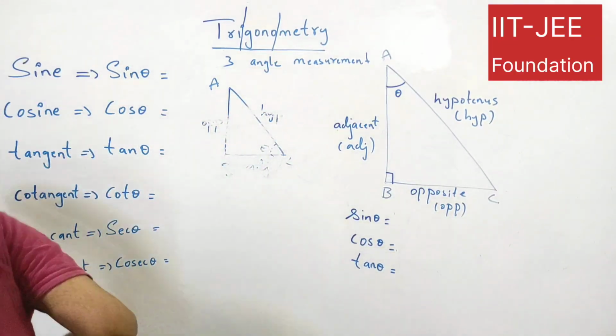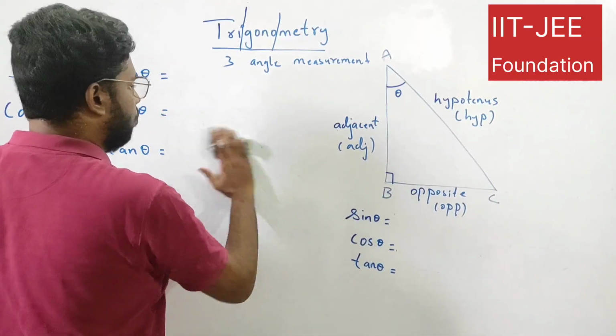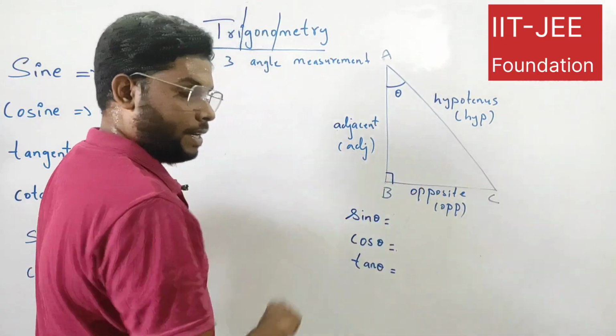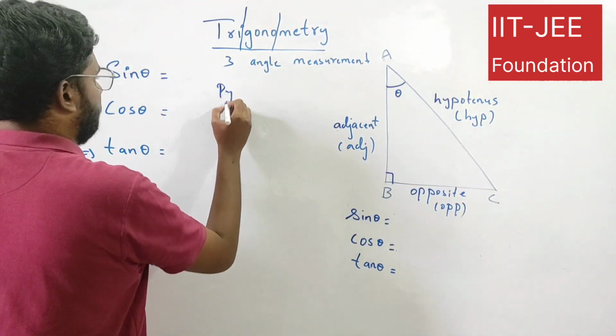Okay, now let us discuss something more about the right angle triangle. So this is what? This is the right angle triangle. So from the right angle triangle we can apply the Pythagoras theorem.